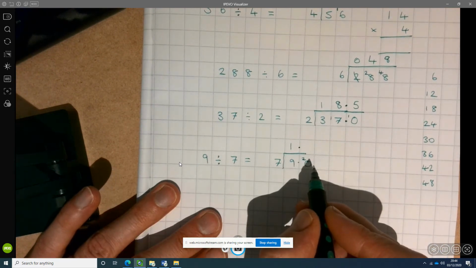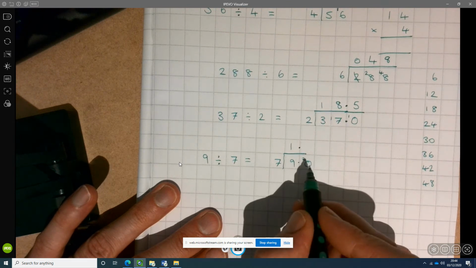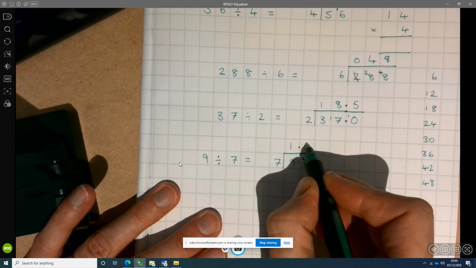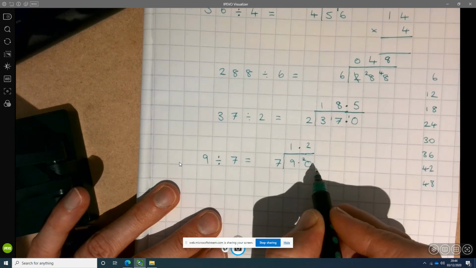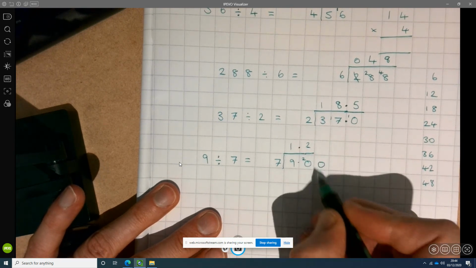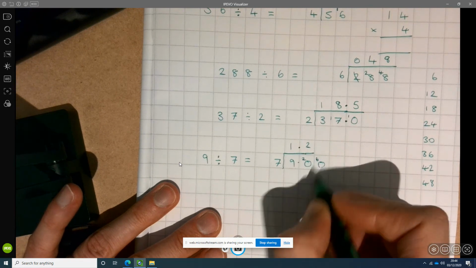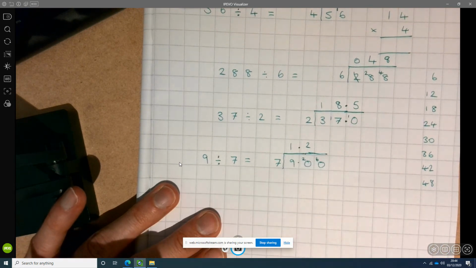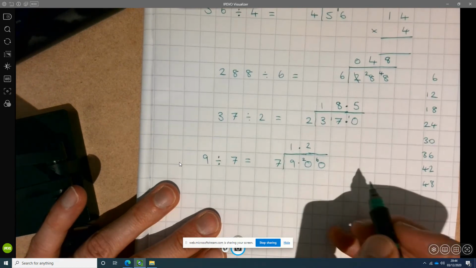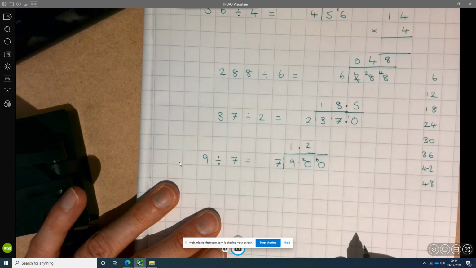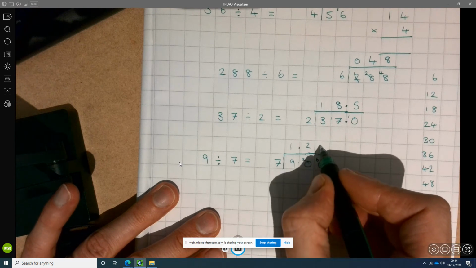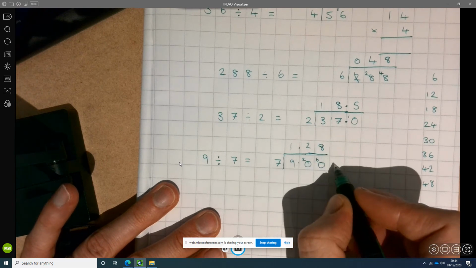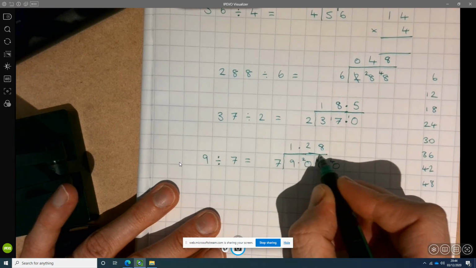7 goes into 20. 7, 14. I can't get to 21, so it goes in twice. But then to get from 14 to 20, I've got 6 left over. So I'm going to have to put no hundredths, and then those 6 left over are going to give me 60 in the hundredths column. 7s into 60. So at this point, you might want to be thinking about writing your 7 times table down. 7 7s are 49, so 8 7s are 56. So it'll go in 8 times. But then I've got 4 left over, so I'm going to exchange those into this column.